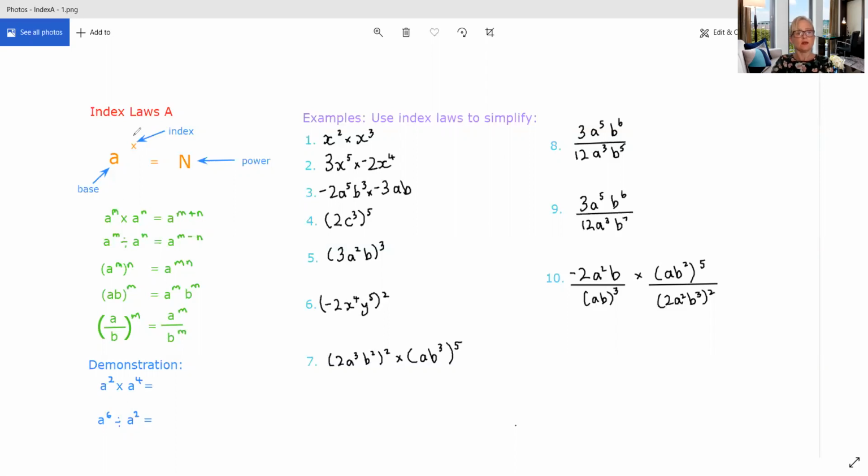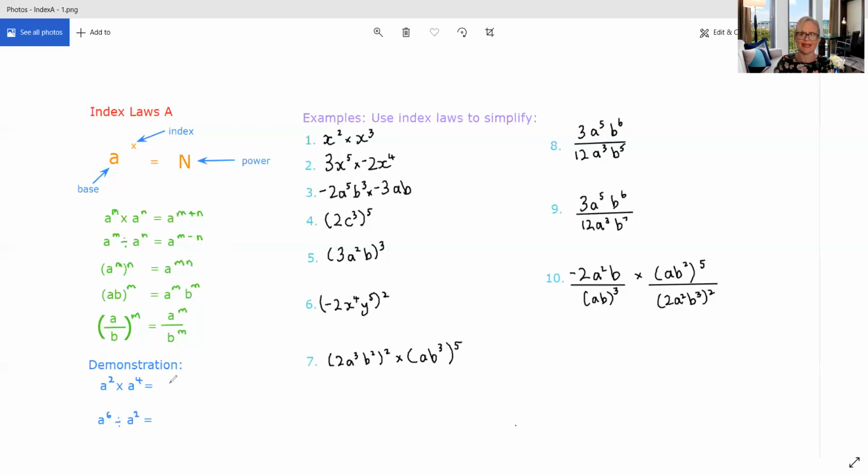If we're starting with this expression, what do we call each bit? Well, the a is called the base, the x is called the index, the plural is indices, and the whole thing put together is called the power. Now, here are our first lot of index laws. If you are multiplying powers of the same base, you add the indices. If you're dividing powers with the same base, you subtract the indices.